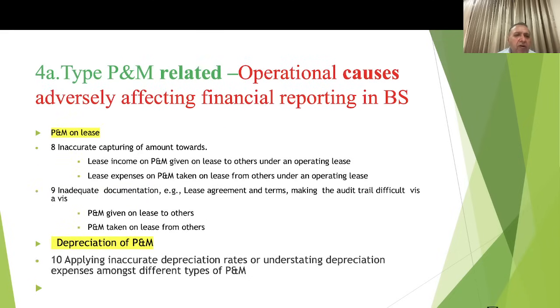Continuing operational causes. Plant and machinery either given on lease or taken on lease: inaccurate capturing of the amounts related to the income or expenses, and inadequate documentation with respect to the lease agreement and terms. Depreciation of the plant and machinery: applying inaccurate depreciation rates or understating the depreciation expenses amongst different types of plant and machinery.